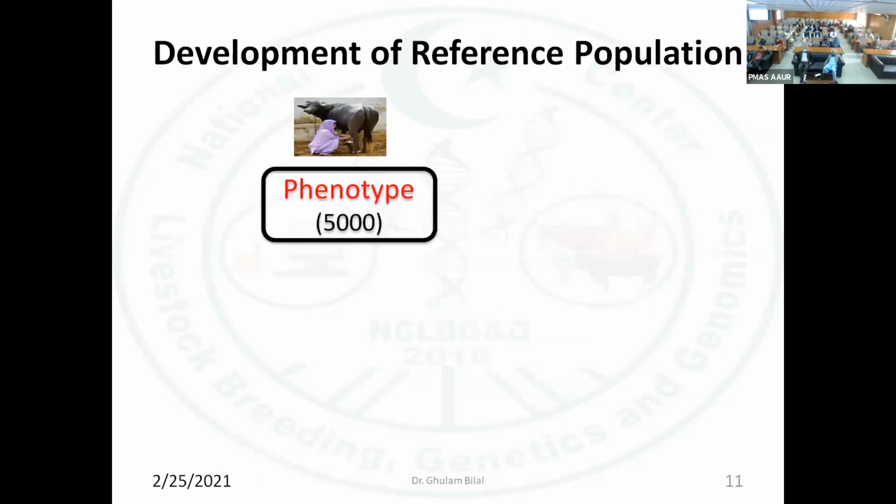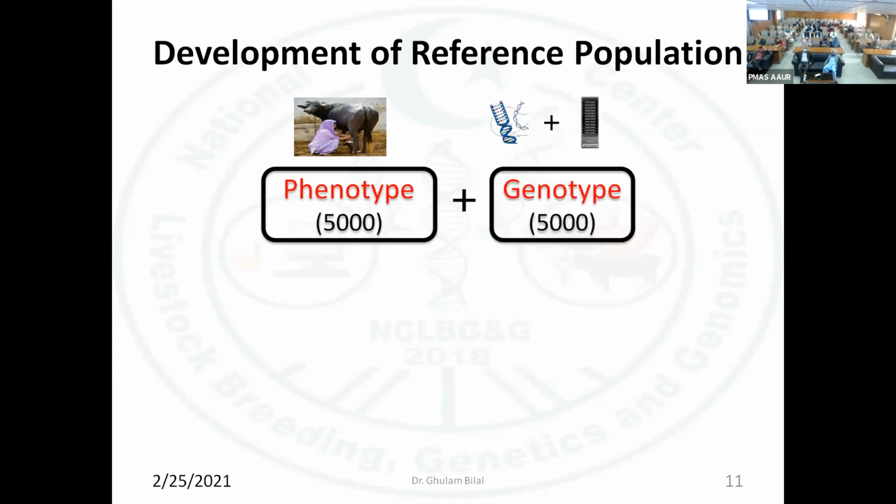How does genomics work? The first step is development of a reference population. For example, in our dairy cattle case, to start with, we need to have 5,000 animals, 5,000 bulls plus cows, and we need to record their data on milk production. And similarly, we need their DNA information, which is called genotype. So the reference population is the key, and this is the most costly and time-consuming component of genomic selection. If you do not have a reference population, you cannot implement genomic selection.